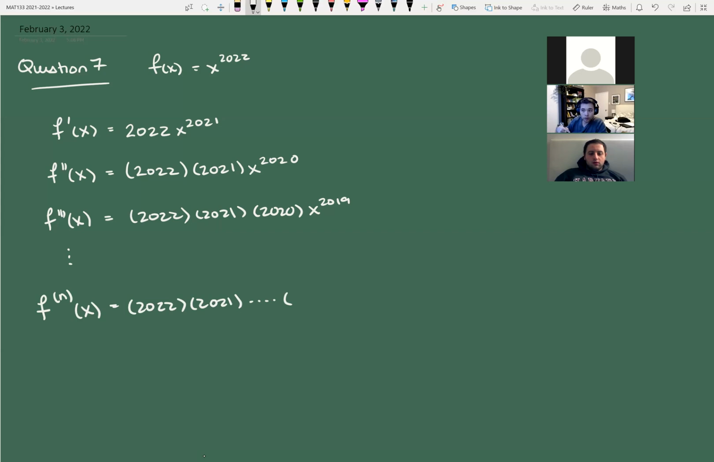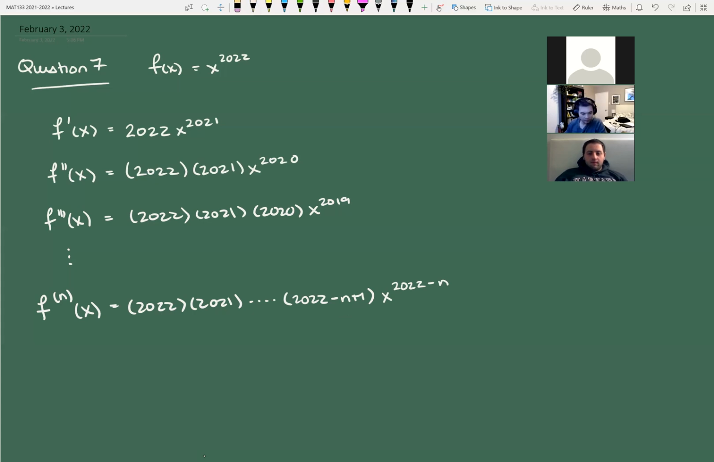in a very factorial-like way, but not the full factorial, because the full factorial multiplies all the numbers less than 2022, right? And that's not what we're doing. We stop after a while. So in particular, we stop at 2022 minus n plus 1, right? And then we do x to the 2022 minus n, like that. Does everyone see how I got that formula? I suspect some people are bothered by the n plus 1 here, but let me know if you are. Yeah, okay, some people are.